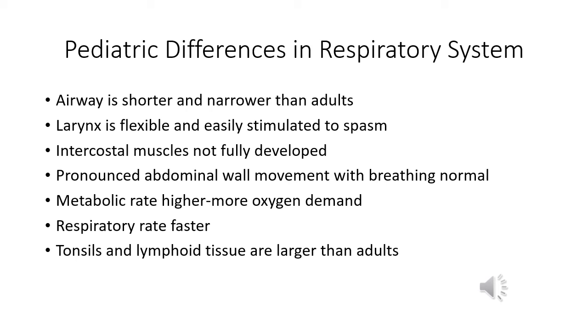There are numerous pediatric differences in the respiratory system. Children have a shorter airway, and the airway is narrower than adults. Their larynx is flexible and easily stimulated to spasm. Their intercostal muscles are not fully developed. Children have pronounced abdominal wall movement with breathing, and this is normal. Children have a higher metabolic rate, which requires a higher oxygen demand. Their respiratory rate is faster, and children have larger tonsils and lymph node tissues than adults.